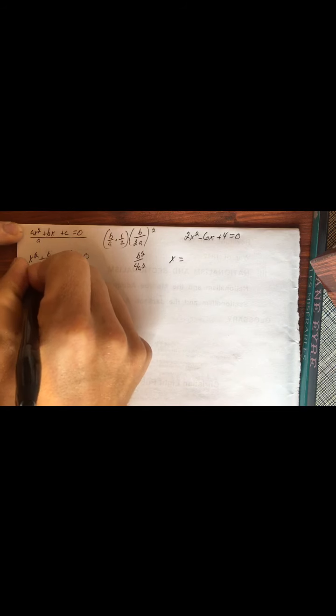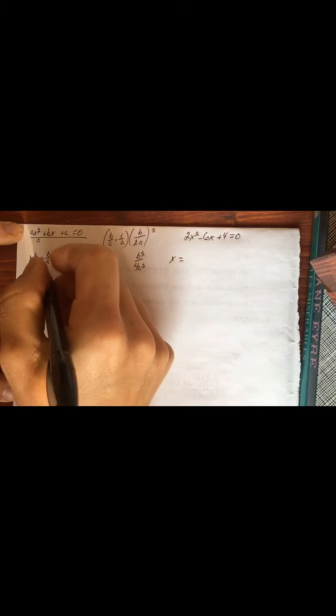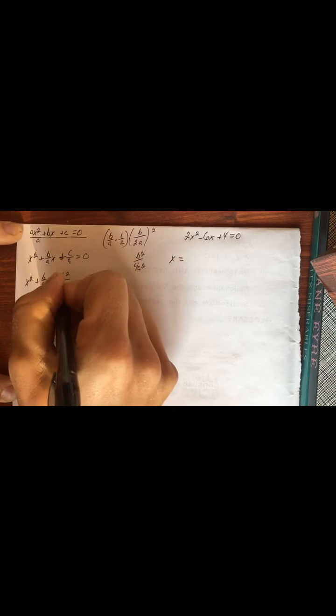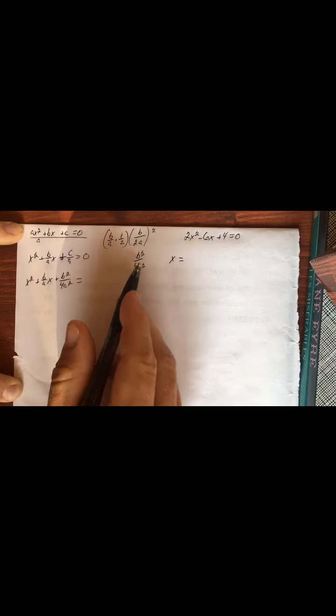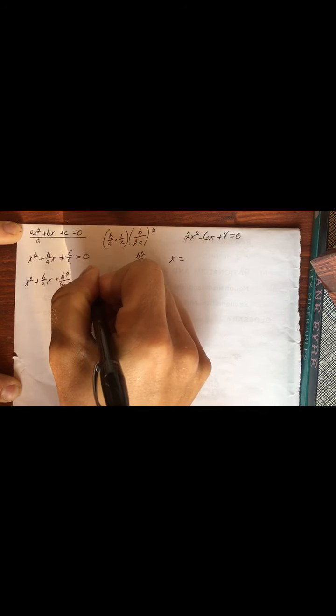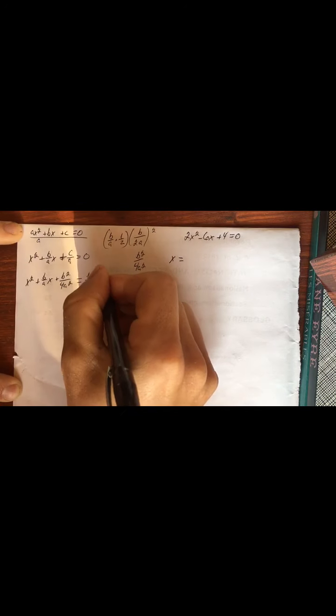So x squared plus b over a x plus b squared over 4a squared equals, and we also want to move this c over a across the equal sign. But I'm going to copy this down first, since this is going to be a minus. So we put our b squared over 4a squared, and when we move this across the equal sign, we have to change the sign: minus c over a.